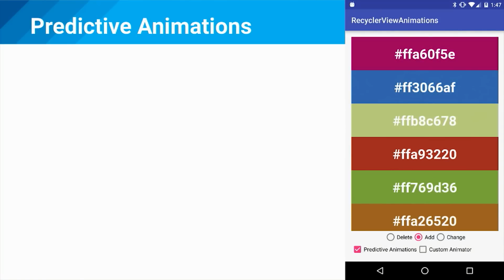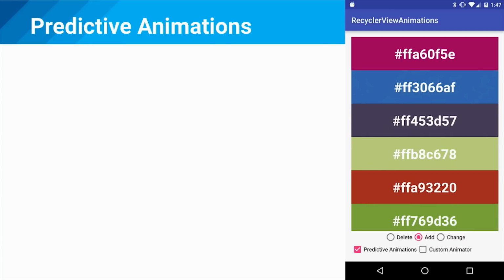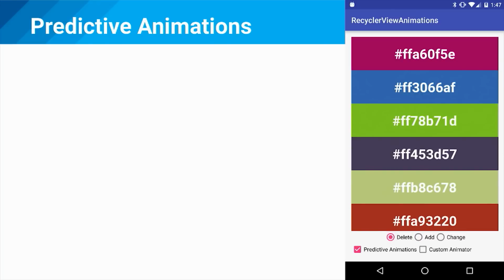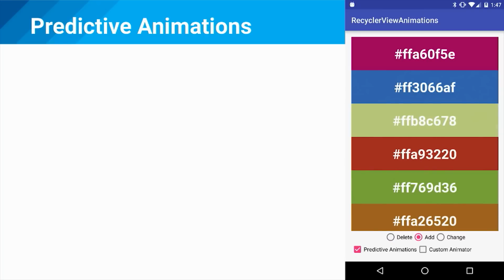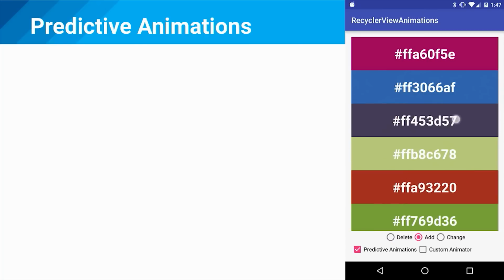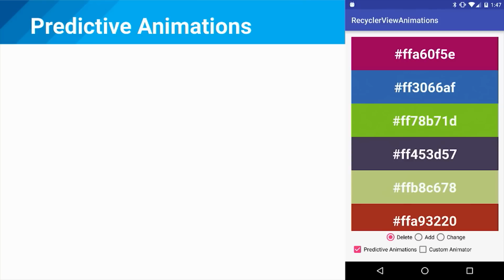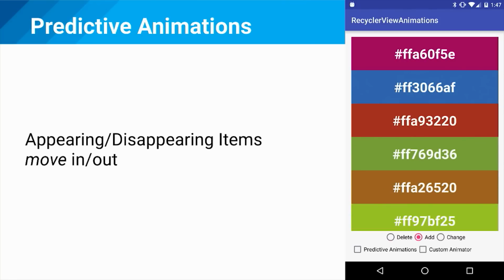So if we take a look at predictive animations for the fade case, you can see that now when items go away, they move off the screen very logically into the position that they're still occupying within the virtual list. Same thing with delete. When items come in from off screen, they're moving in a very predictable manner that matches what the user thinks about this list structure.